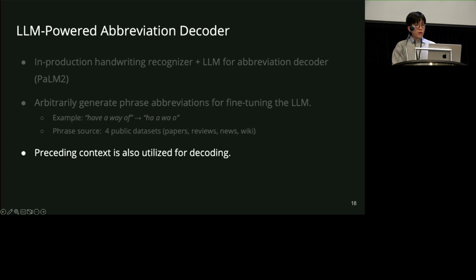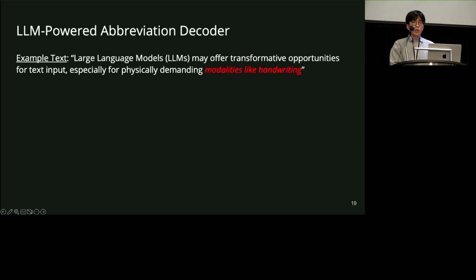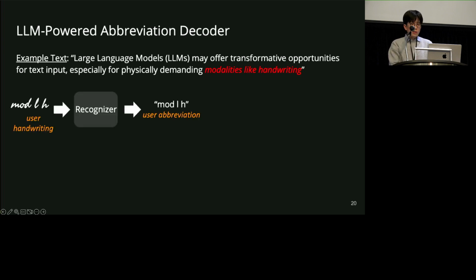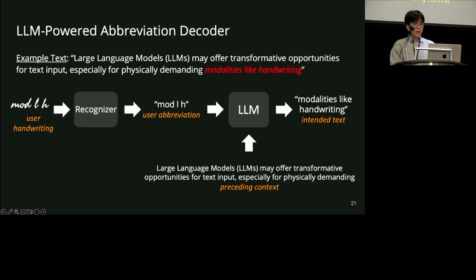When decoding an abbreviation, the preceding text is also made available to the large language model to improve the decoding. Let's see an example here. In this case, the user has already finished the text: "LLMs may offer transformative opportunities for text input, especially for physically demanding modalities like handwriting." And the user is going to write an abbreviation for the next phrase. The input signal, which is the user's handwritten abbreviation, will be transformed by the recognizer into the digital format MODLH, and combined with the preceding text for LLM to predict the full version of the intended phrase.